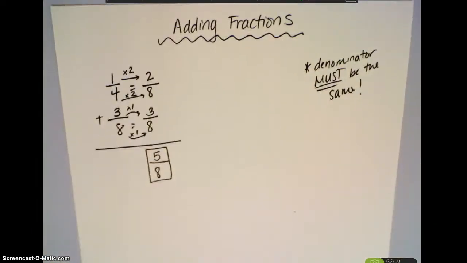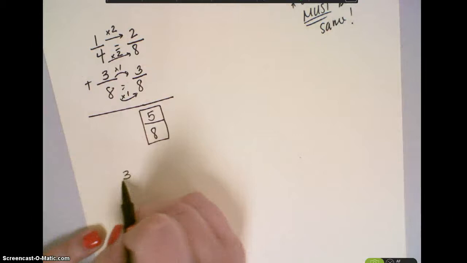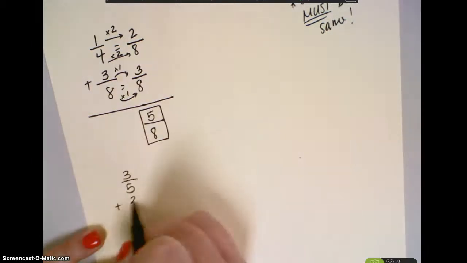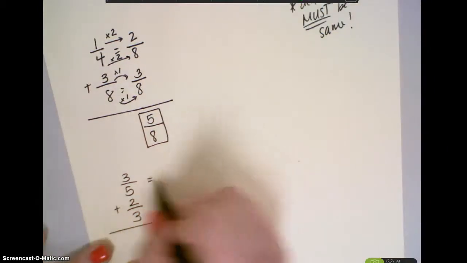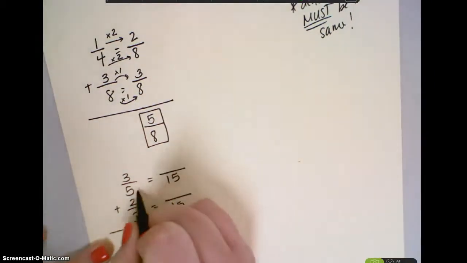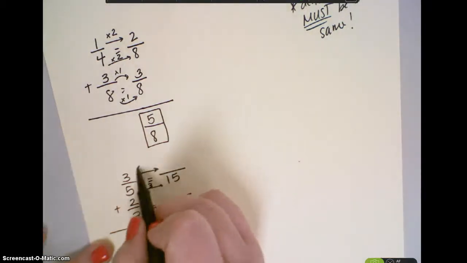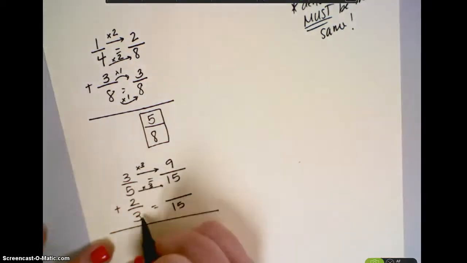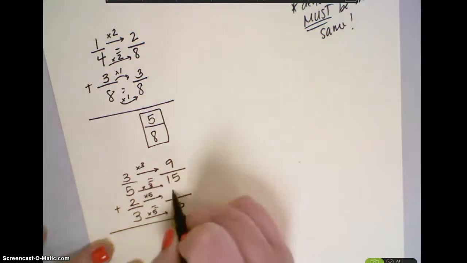My second example is going to be a little bit trickier. I'm going to use 3/5 plus 2/3. So in this case, my least common denominator, or my least common multiple for these, is going to be 15. So I'm going to multiply 5 times 3 to get 15, which means I have to do the same to the top. 3 times 3 is 9. On the bottom, 3 times 5 is 15. 2 times 5 is 10.